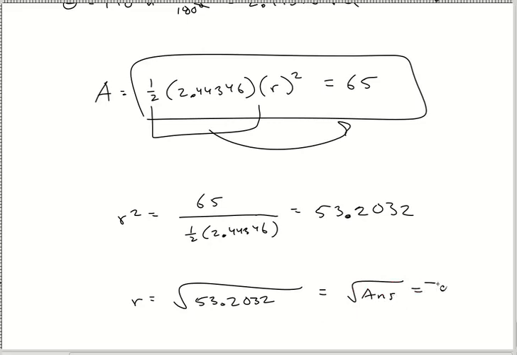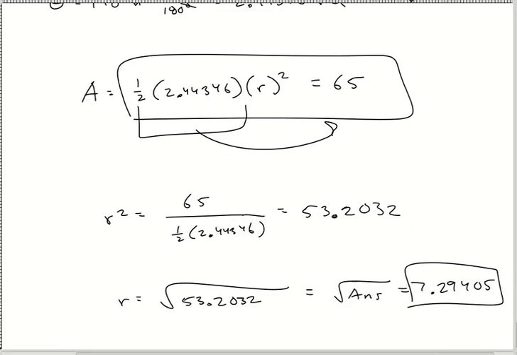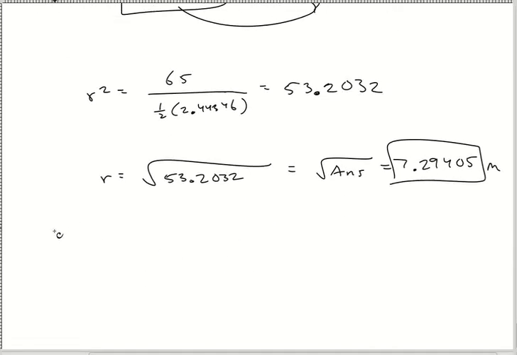And so then I got 7.29405. That actually is identical pretty much. So there you go. And that, again, is a radius. I think they were talking, this is in meters. Was it meters squared or something like that? Yeah, meters squared. So then this would be meters. Cool. Next one.